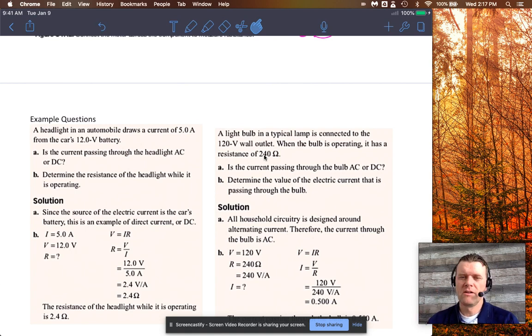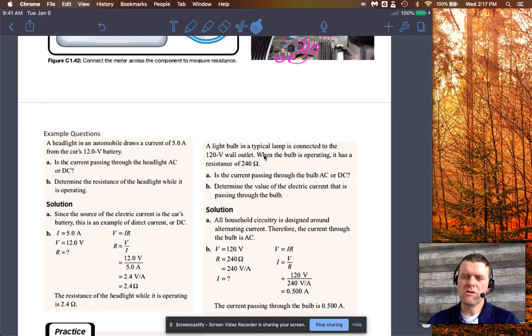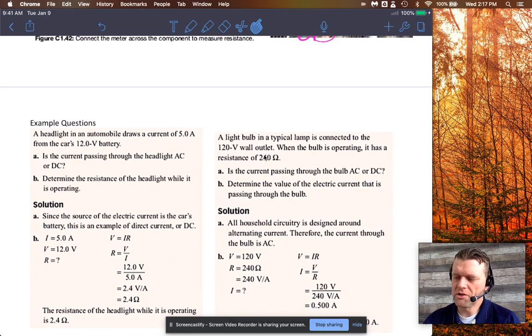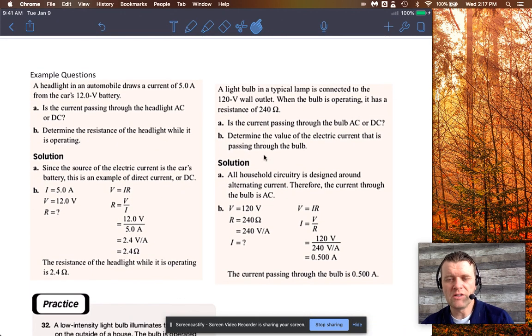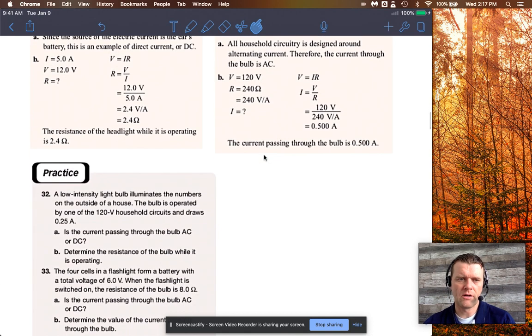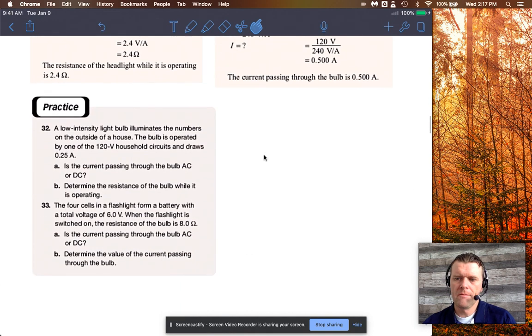Anyway, sometimes we'll ask a question about the source. If you know it's a battery, it's DC. If it's coming from your house or from a power outlet, it is AC, alternating current. So I'll maybe just highlight these quick because you know you don't have the answers here.